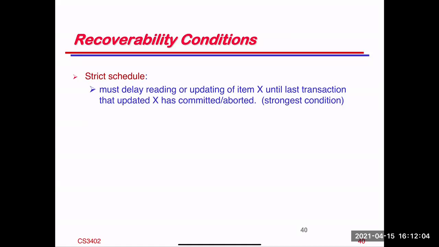In fact, we can formulate several recoverability conditions. The first one is what is known as a strict schedule. A schedule is strict if we delay the reading or updating of an item X until the last transaction that updated X has been committed or has aborted. If this condition holds, then the schedule is guaranteed to be recoverable. And this is in fact the strongest condition that is used.